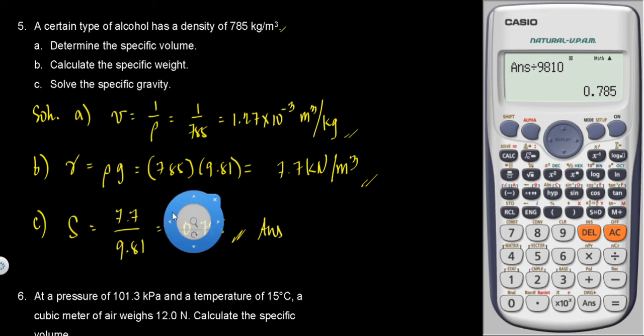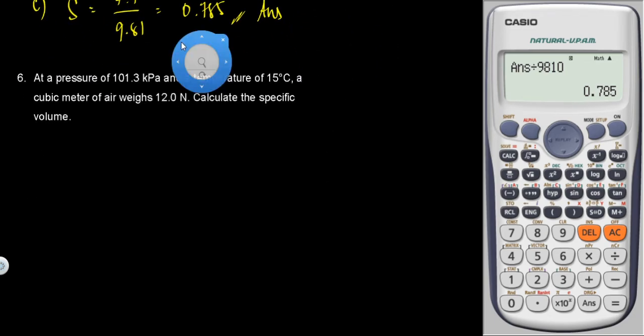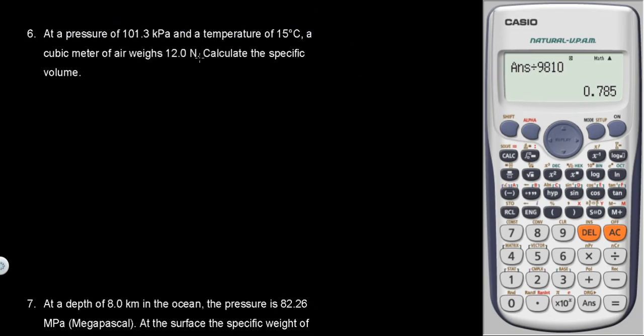Okay, number 6. Let's try this. At the pressure of 101.3 kilopascal and the temperature of 15 degrees C, a cubic meter of air weighs 12.0 Newton. Calculate the specific volume. This is also easy, since the unit weight of air is given, which is 12.0 Newton per meter cube.